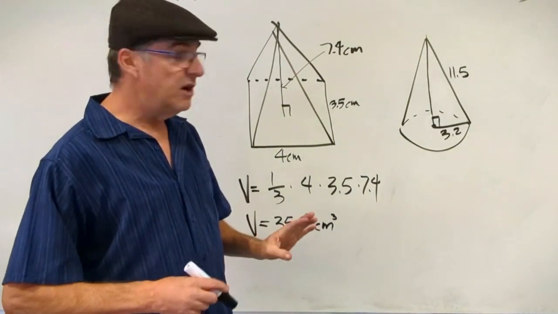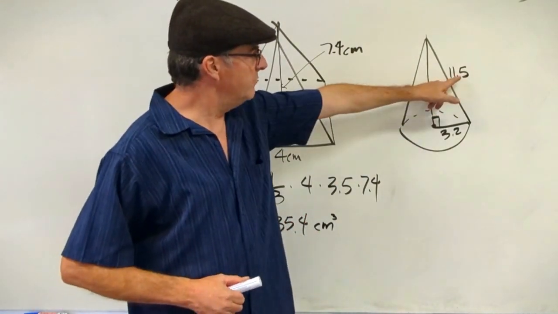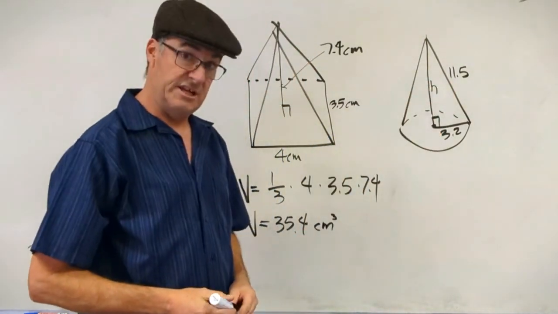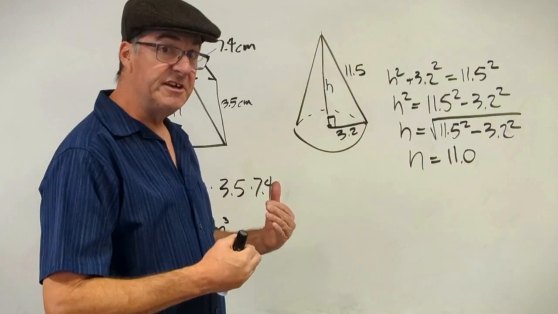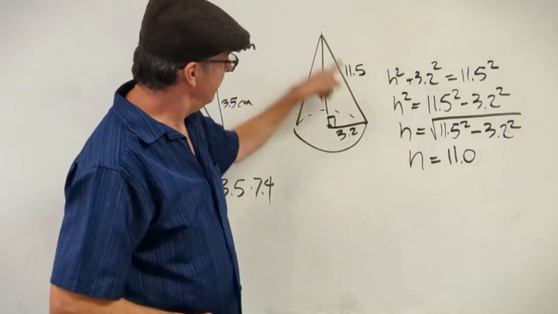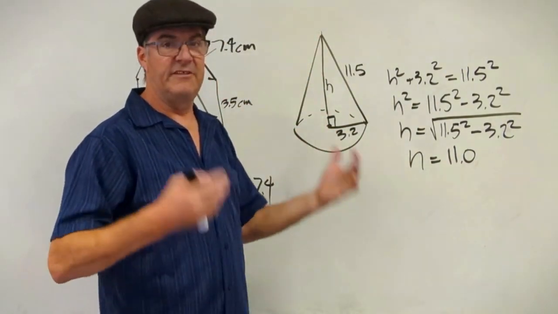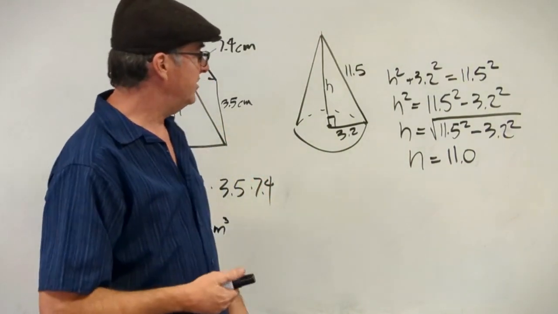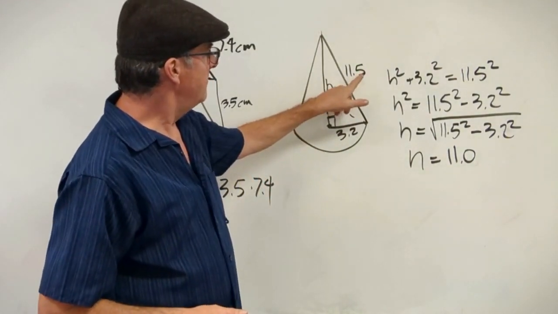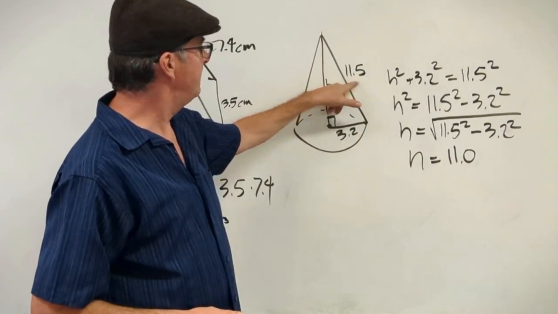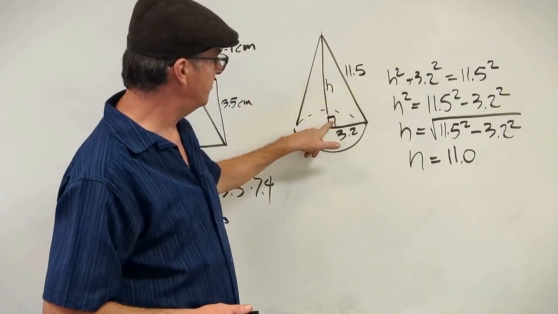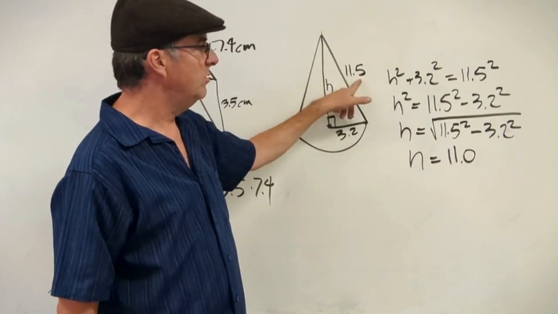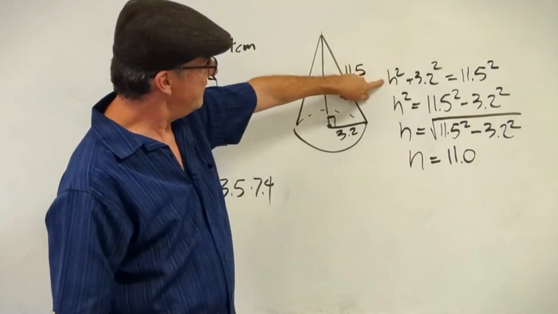So pause the video, see if you could write an equation that would allow you to find this height. I'm just going to label it as a little h. All right, if you noticed that you have a nice right triangle right there, and that lets you use the Pythagorean theorem, you're on the right track. So check it out. We know that the hypotenuse is the 11.5. That's the side across from the right angle. So h squared plus 3.2 squared is going to equal 11.5 squared. That's what I've got here.